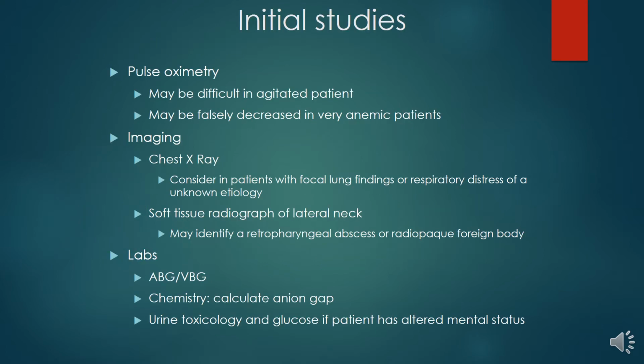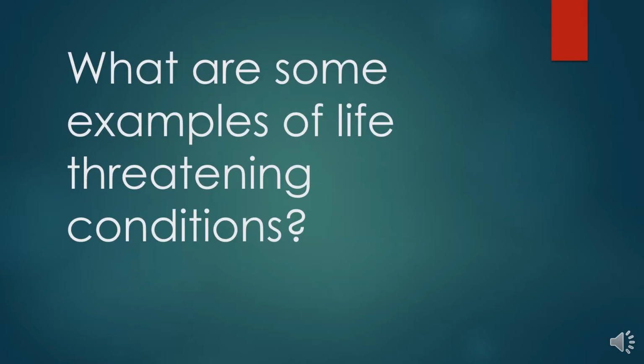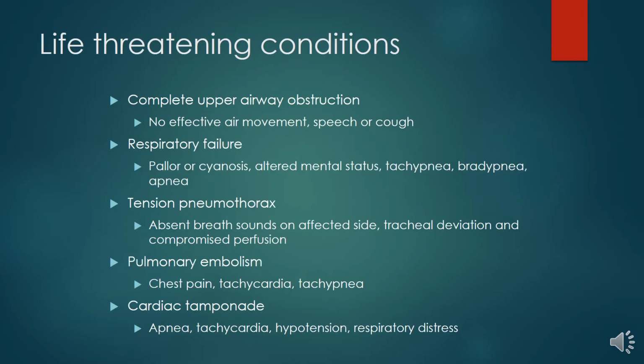In the meantime, we have to apply pulse oximetry, arrange for a chest x-ray, and take bloods and send them to the lab to analyze for any abnormalities. We'll discuss a few examples as we go along. The life-threatening conditions include complete upper airway obstruction, respiratory failure, which we'll discuss at the end, tension pneumothorax, pulmonary embolism, and cardiac tamponade.